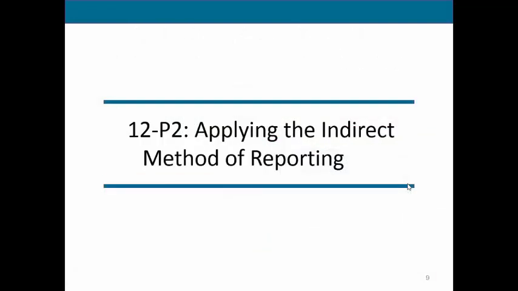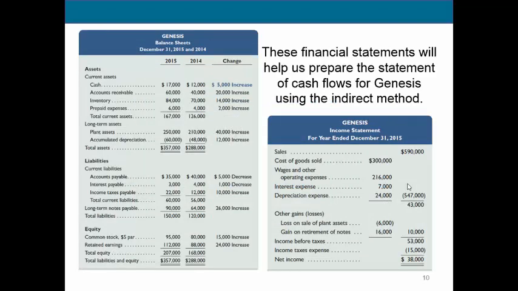So let's begin looking at how we actually calculate these, and we'll go through them step by step. So here's some of the information that we need. You can see here we have our comparative balance sheet. And what we've done is we've gone ahead and looked here. Cash changed from a $12,000 balance to a $17,000 balance over the year.